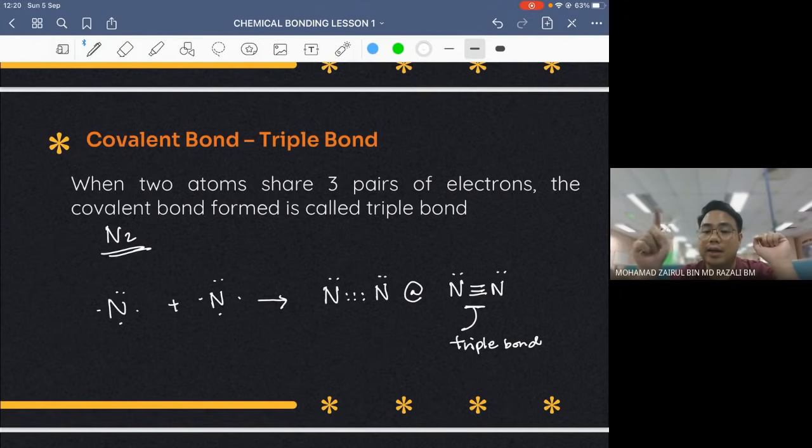Any electron that is involved in the bonding, we call it the bonding pair, and any electron that does not involve in the bonding, we call it the lone pair electron. Lone, maknanya dia tak dengan siapa-siapa. That's why we call it the lone pair electron.